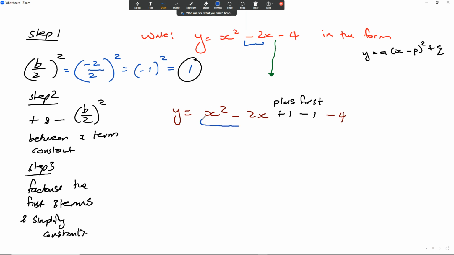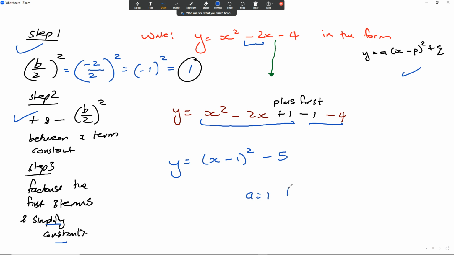Now, this over here is what I need to factorize. So we're done with step 1, we're done with step 2, we're now on step 3, and we're going to factorize that. It's going to become (x minus 1) squared. And we're going to simplify the constants, which is -5. Then we have it in this form: a equals 1, p equals 1, and q equals -5.